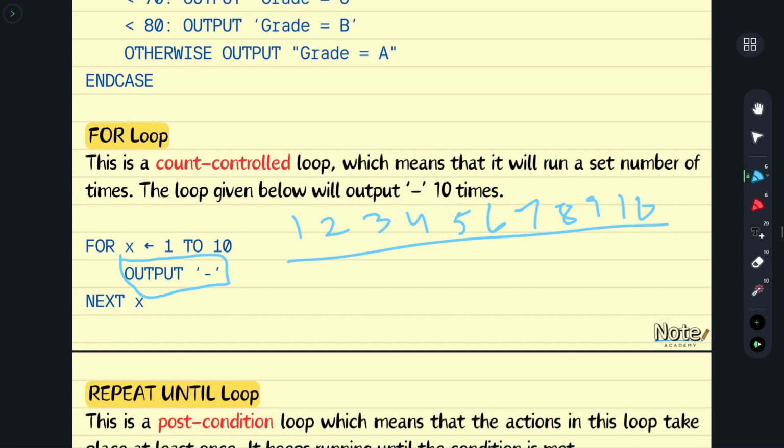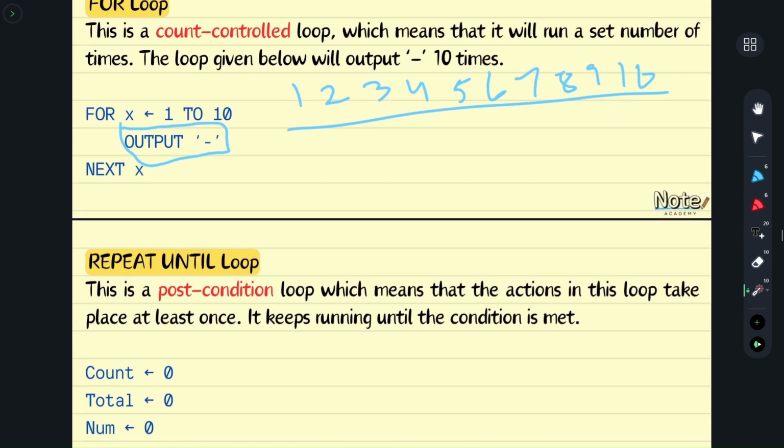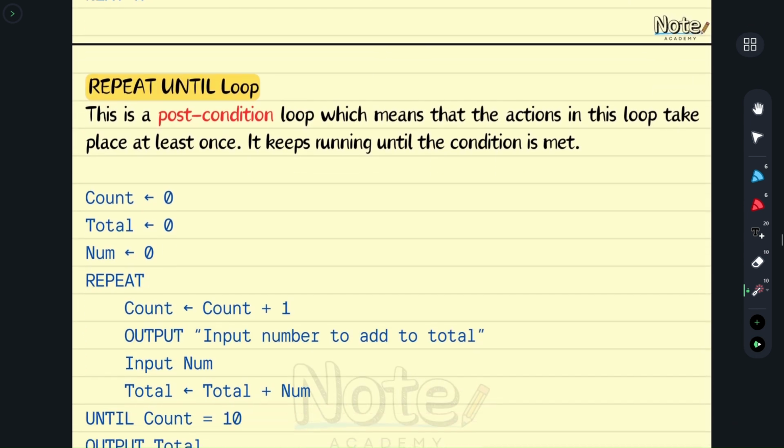So this is how you perform something a certain number of times using a for loop. If I wrote down 20 over here rather than 10, this action would be performed 20 times. All right, so moving on to the repeat until loop.